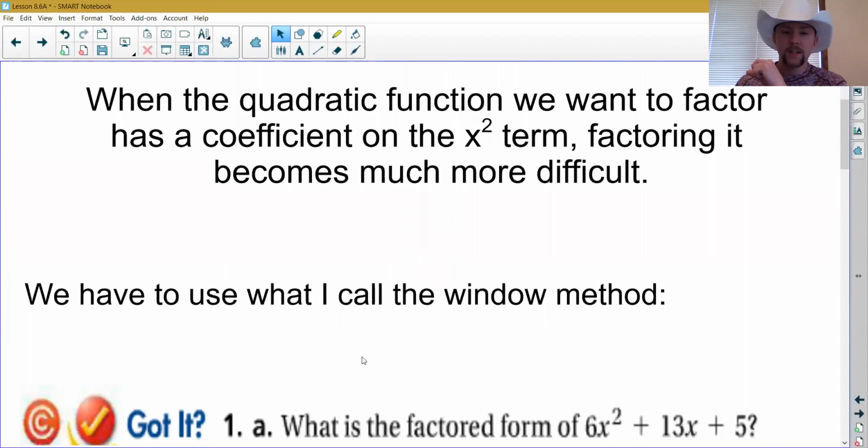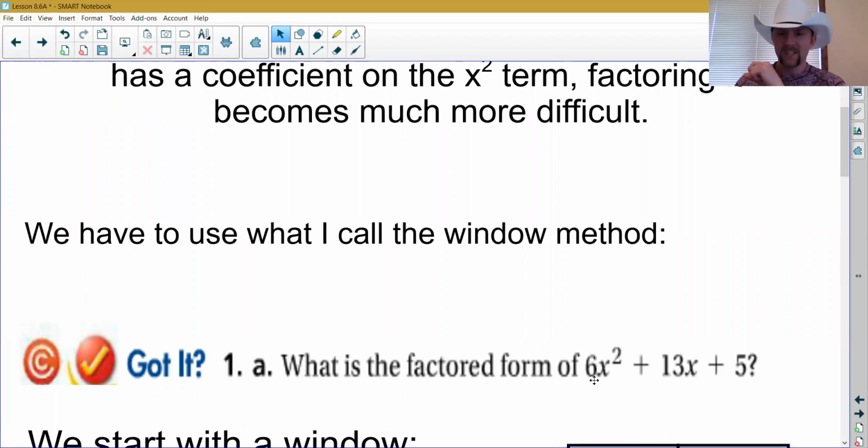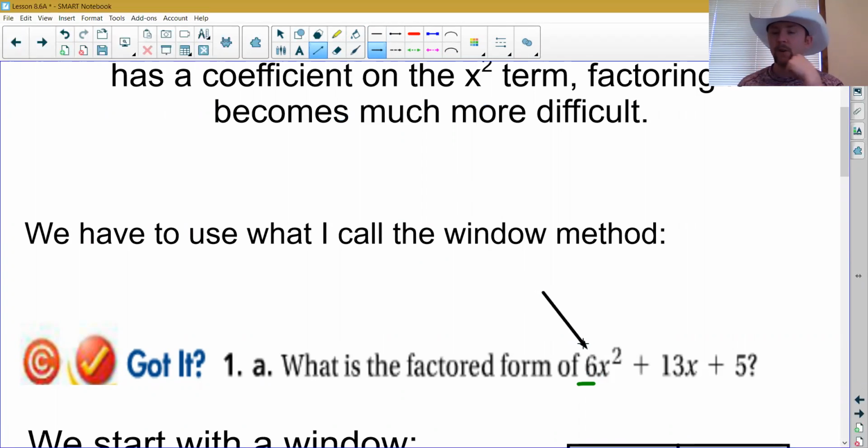So here's an example for you. We have 6x squared plus 13x plus 5. Again, what we have to notice is this number right here, that 6 in front of my x squared term, makes this process quite a bit more complicated. So we're going to use what we call the window method. The window method breaks down the process of factoring a quadratic trinomial like this into steps I think we can handle.